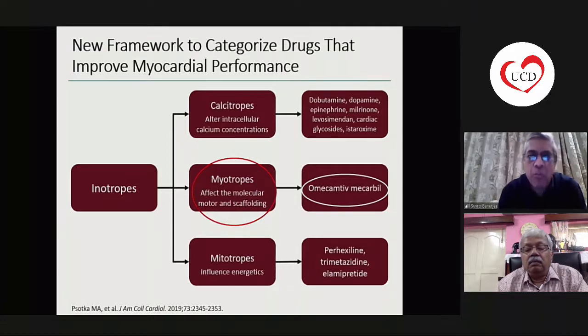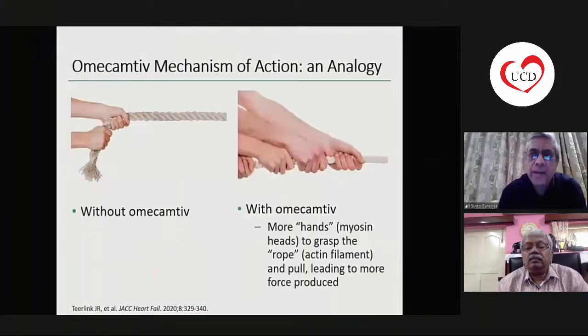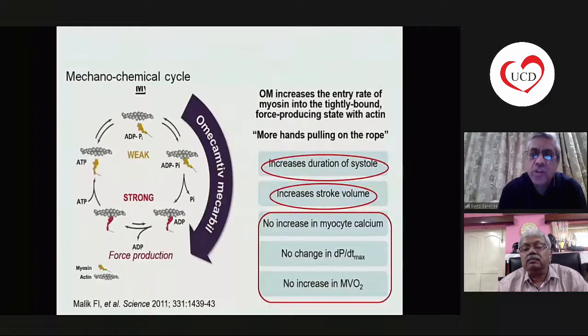Now, one example of a myotrope is omecamtiv mecarbil. It is a selective cardiac myosin activator, and it binds to myosin and stabilizes myosin in the pre-primed position. By that, it increases the number of myosin heads available for contraction, thereby generating more force for each contraction. It is analogous to using quite a few hands in pulling a rope compared to using a single hand. It increases the duration of systole, increases stroke volume, but does not increase myocardial oxygen demand.